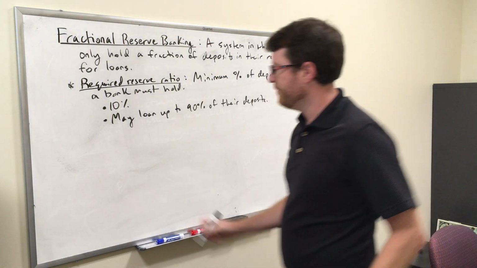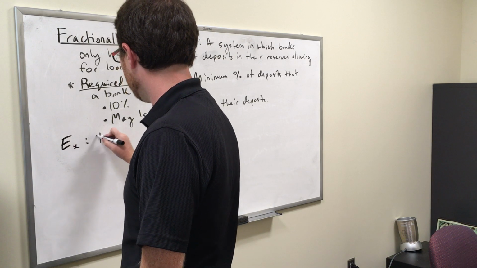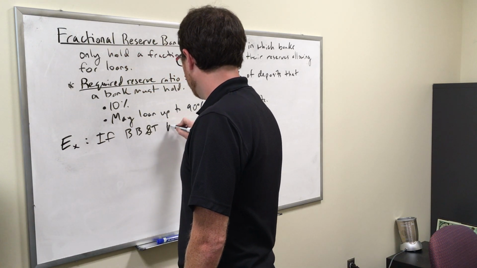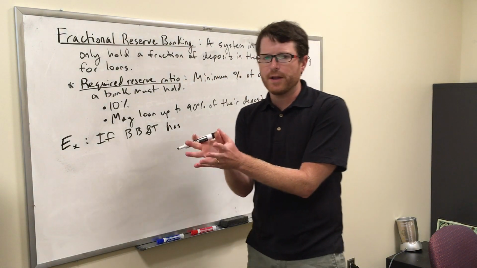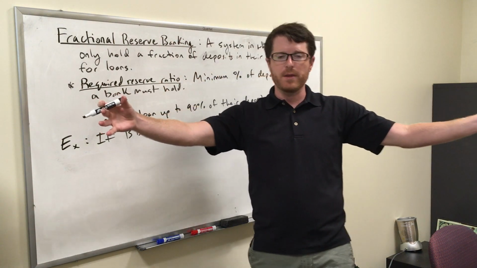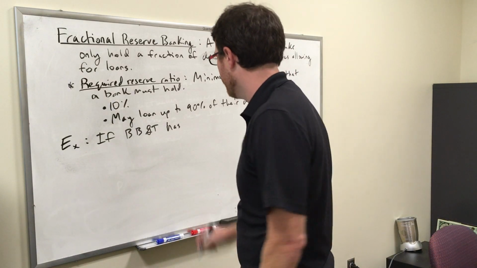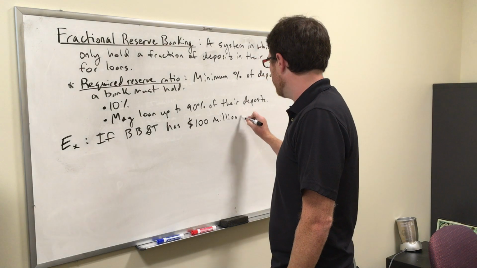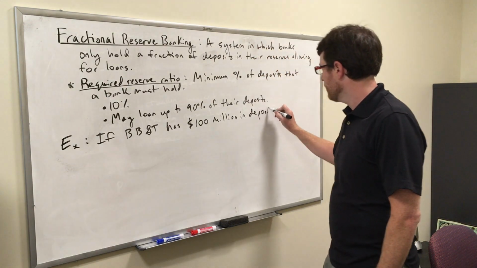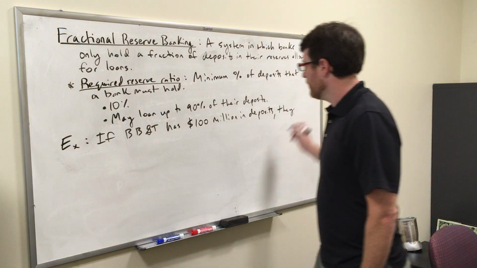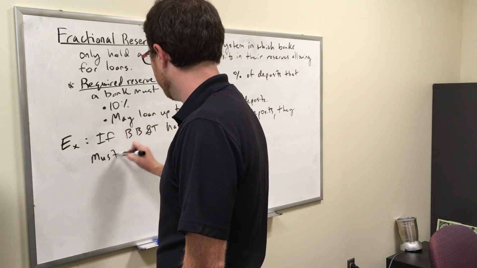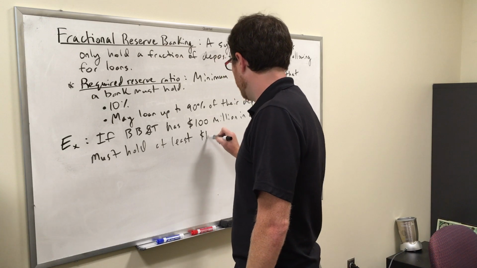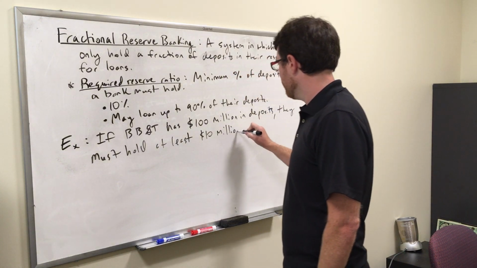So for example, if BB&T, and this is BB&T, not one branch of BB&T, but the entirety of BB&T, the banking company, if they have $100 million in deposits, they must hold at least $10 million in reserves.